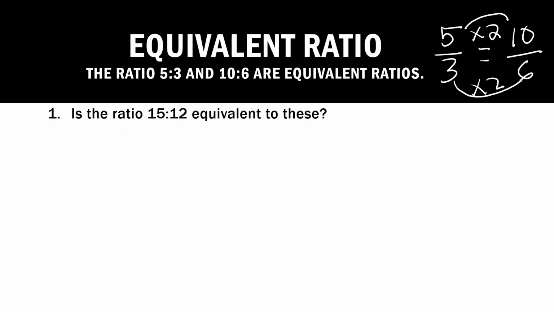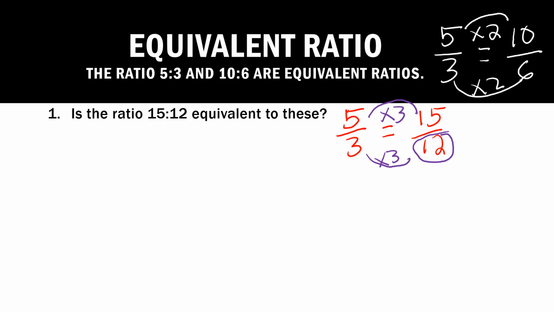Is the ratio 15 to 12 equivalent to these? Let's see. I will first write the ratio 5 to 3, set equal to 15 to 12. I will multiply the first ratio by the same factor. So 5 times 3 is 15, but 3 times 3 is not 12. Therefore, this ratio is not equivalent to these ratios.